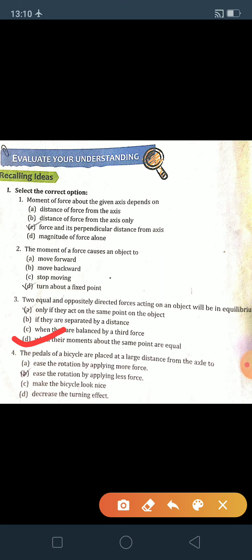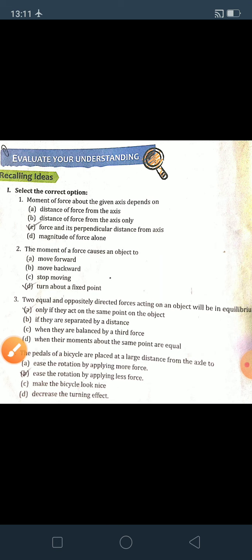You have learned that seesaw case, no? That is only what you have seen, when their moments about the same point are equal. If the moments are the same, then only the two equal and oppositely directed forces will be in equilibrium. Okay children, so the answer is D. The answer written here is wrong, so answer D is correct. So see carefully and give a tick mark.